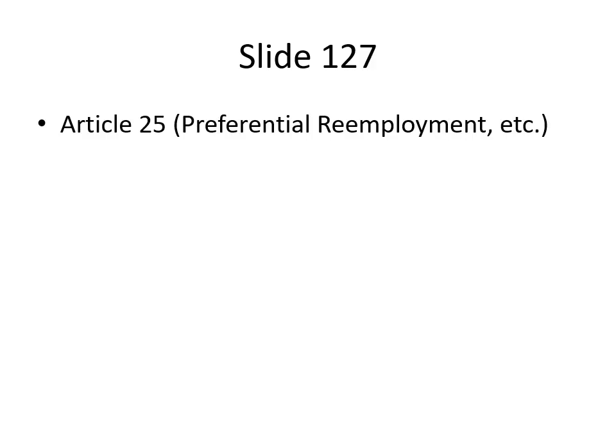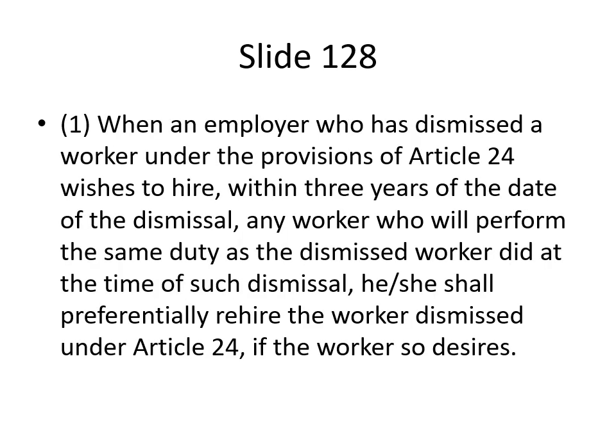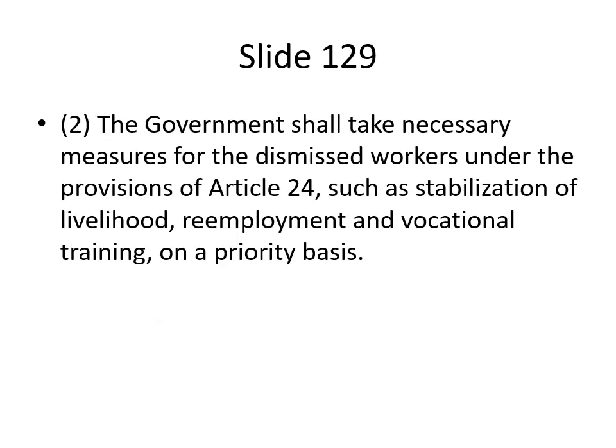Article 25. Preferential Reemployment, etc. 1. When an employer who has dismissed a worker under the provisions of Article 24 wishes to hire, within 3 years of the date of the dismissal, any worker who will perform the same duty as the dismissed worker did at the time of such dismissal, she shall preferentially rehire the worker dismissed under Article 24, if the worker so desires. 2. The government shall take necessary measures for the dismissed workers under the provisions of Article 24, such as stabilization of livelihood, reemployment and vocational training, on a priority basis.